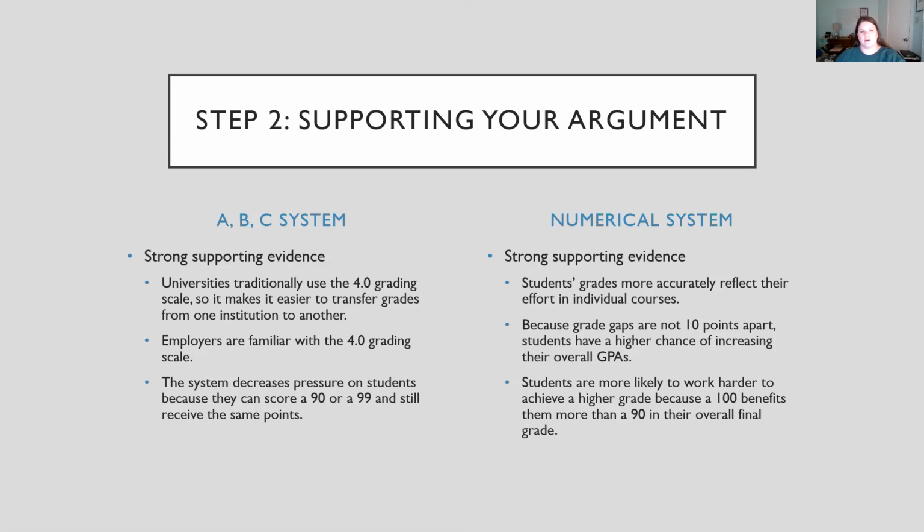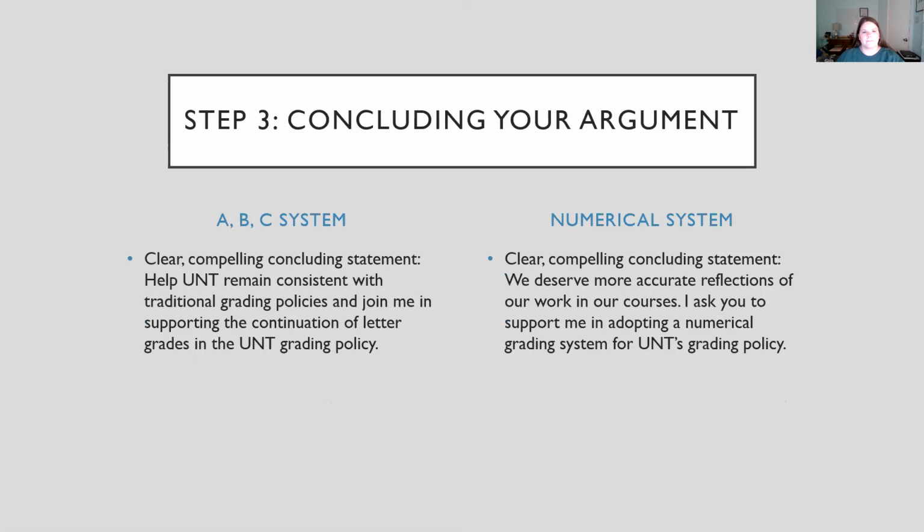So you state here, right, that employers are familiar with the 4.0 grading scale, and then you would go in and find some sort of research that backs up what you've just said, so that they have enough information going forward to know that you're not just saying employers like the 4.0 scale. Instead, you're backing it up and saying, you know, X number of employers are looking for students with a 2.5 GPA or higher, or something like that. All right, and then you would conclude your argument.